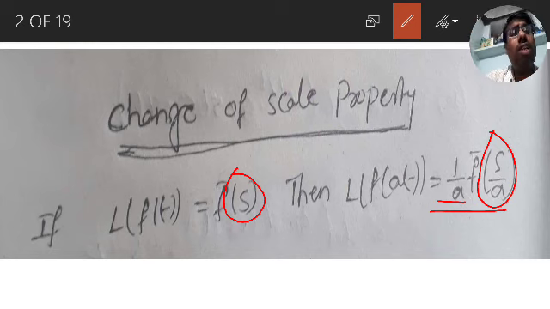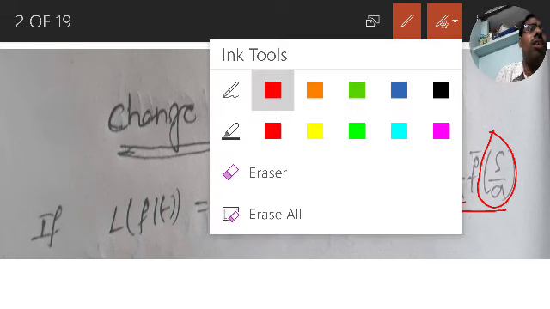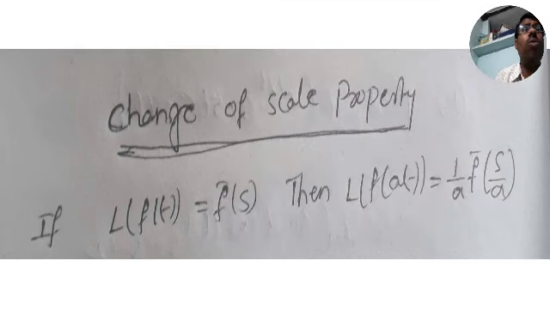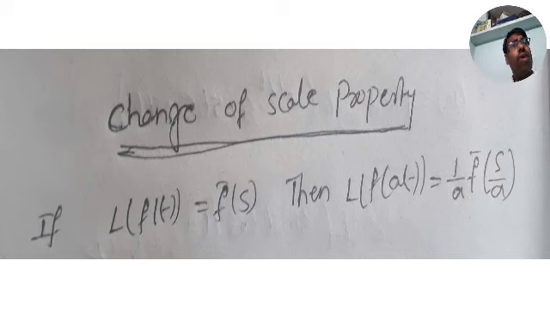Now coming to the change of scale property, what it says is: L of f of t is equal to f bar of s, then L of f of a t is equal to 1 by a into f bar of s by a. So this is our property. Read it once. Let us go to the next problems on change of scale property. Very easy problems, but they may come for 3 or 5 marks in the examination.